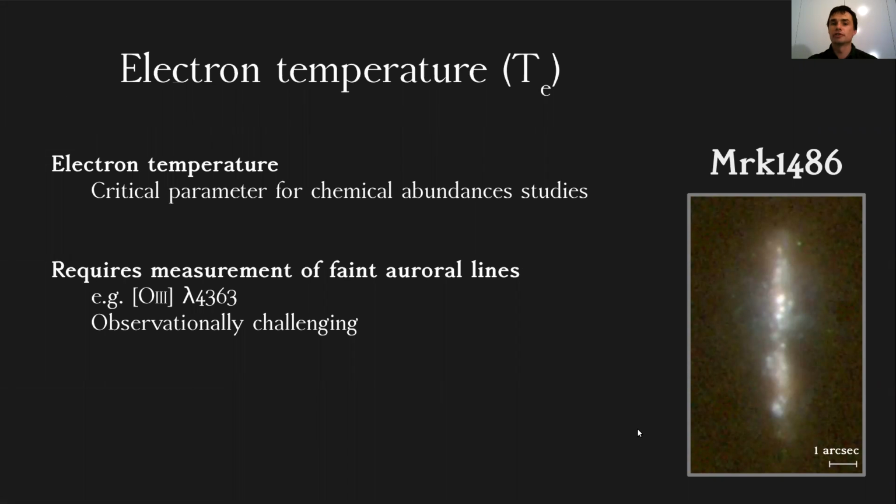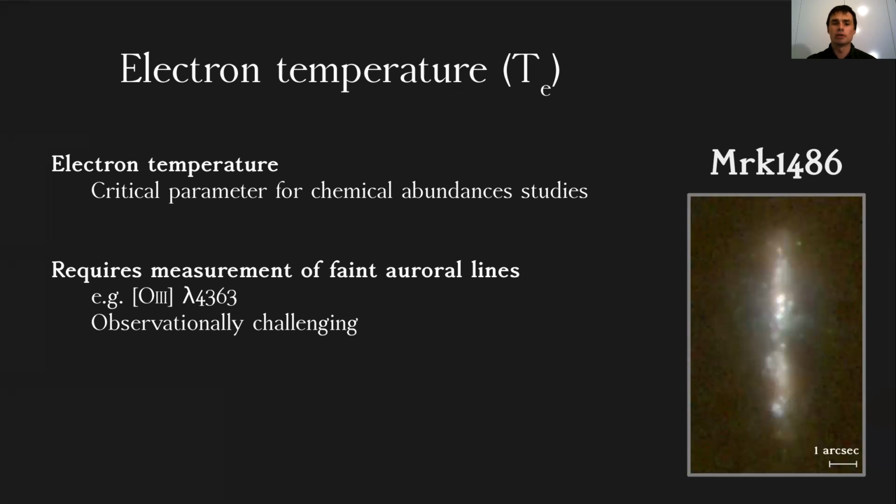So electron temperature is a very important parameter when studying ionized gas, particularly when we're looking at chemical abundances. Measuring electron temperature requires, though, detections of these faint auroral emission lines, in particular this OIII-4363 line. And so this makes electron temperature observationally very challenging to measure. However, modern instruments are improving this situation.